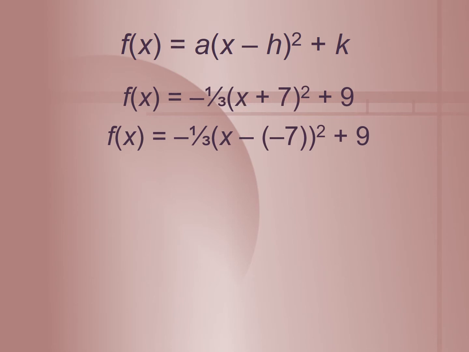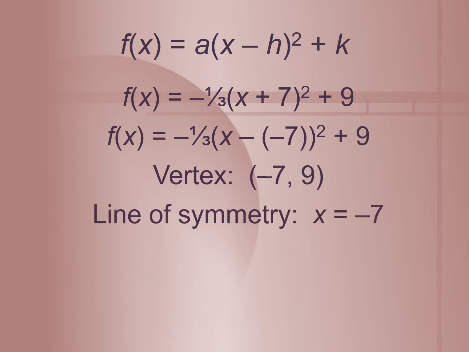And so now I have rewritten it as x minus negative 7, which means my h value is actually negative 7. Now I know that my vertex is negative 7, 9, because h is negative 7 and k is 9. And my line of symmetry will be x equals negative 7 because my h value is negative 7.